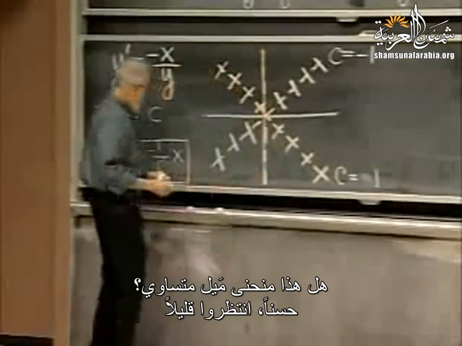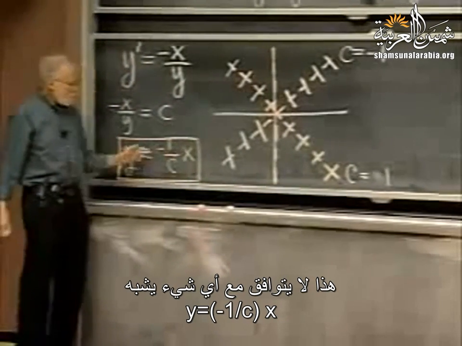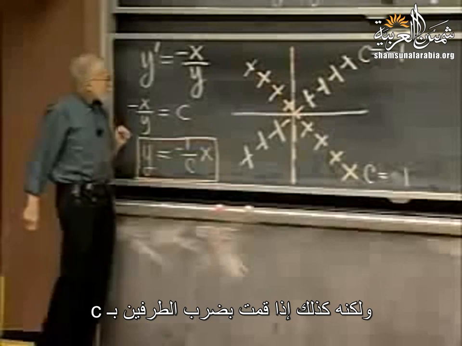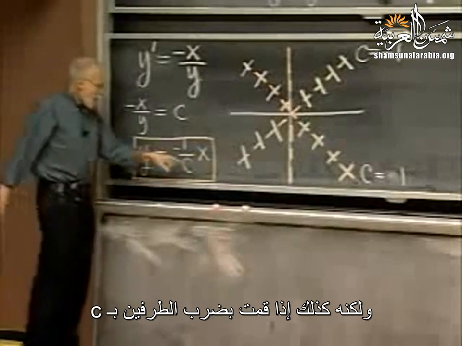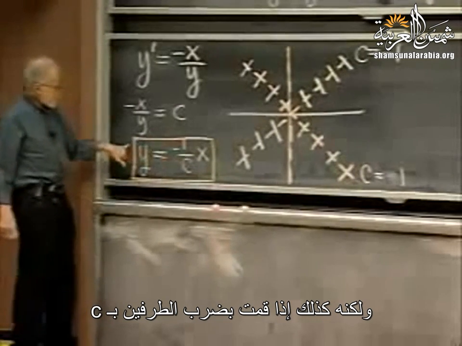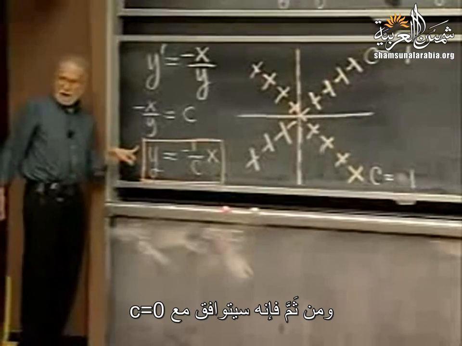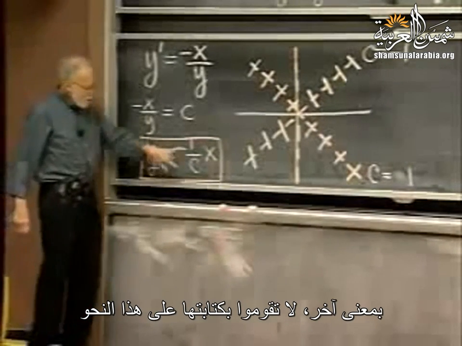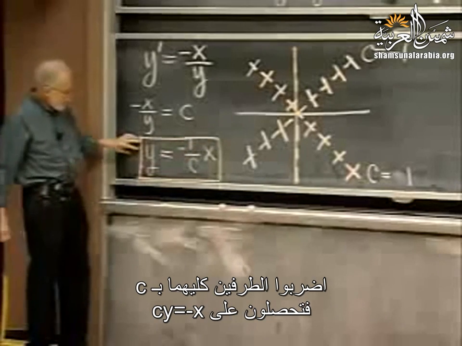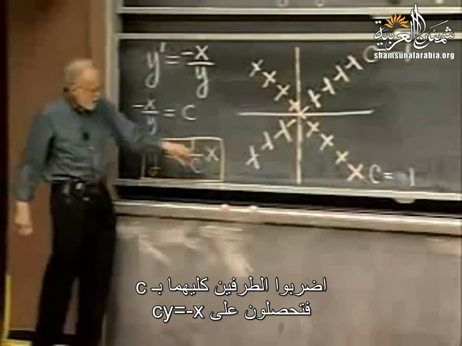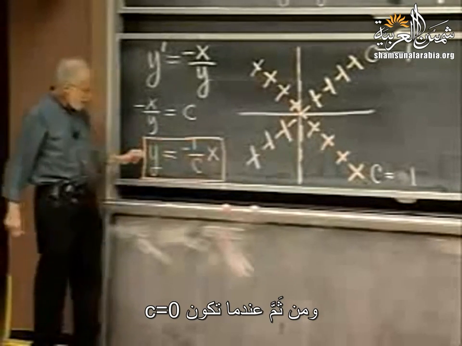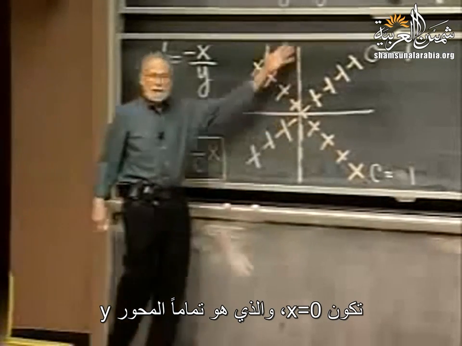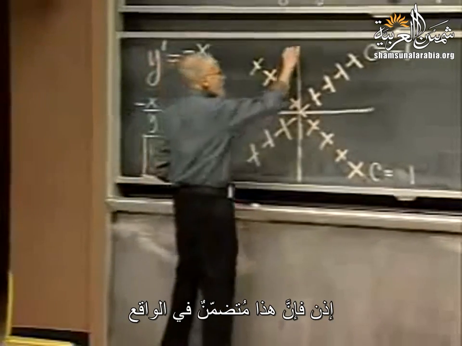Is that an isocline? Well, wait a minute. That doesn't correspond to anything looking like this. Aha, but it would if I multiplied through by c, and then it would correspond to c being 0. In other words, don't write it like this. Multiply through by c, it will read cy equals negative x, and then when c is 0, I'll have x equals 0, which is exactly the y-axis. So that really is included.